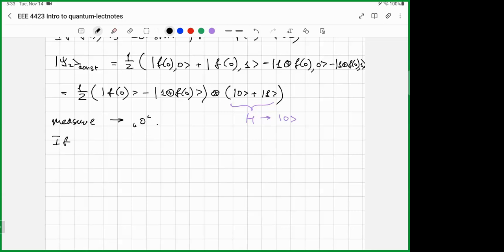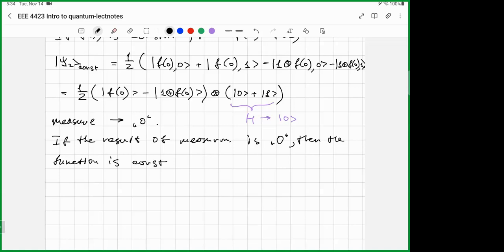So if the result of the measurement of the circuit is 0, then the function is constant. If the result of measurement is 0, then the function is constant.